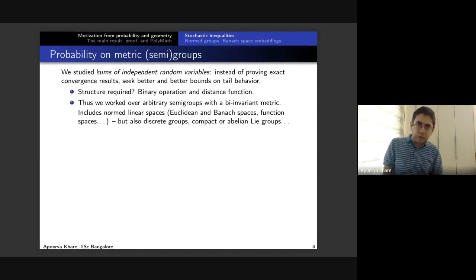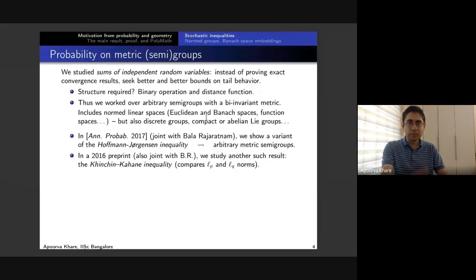So what we therefore did was we worked over arbitrary semigroups and a translation invariant metric, meaning left invariant and right invariant. I told you what that means. And these are the primitive settings that include both the Euclidean spaces from traditional modern probability theory, but then also things that go beyond it, like groups and compact groups and so on. And so in a paper with Bala Rajaratnam, he was professor of statistics in Stanford, we showed some such inequality and it holds over any metric setting.